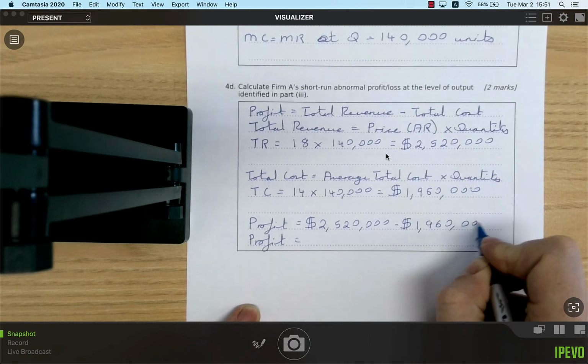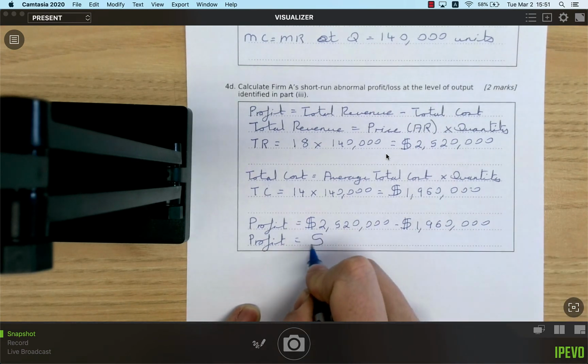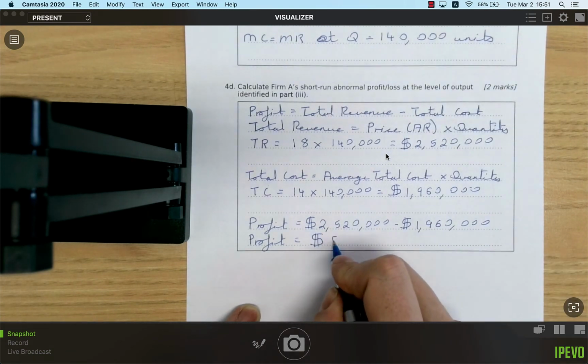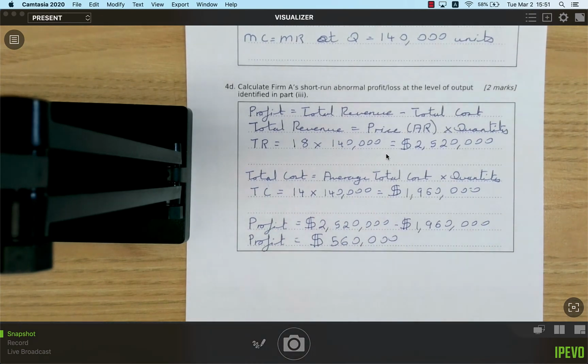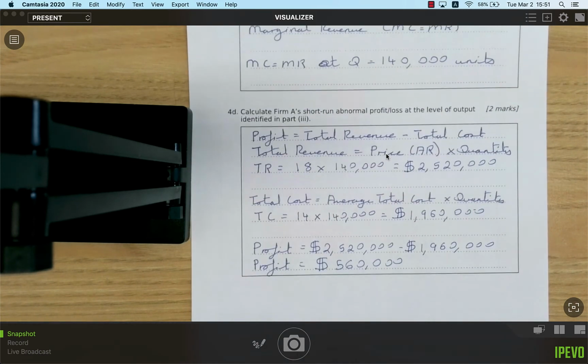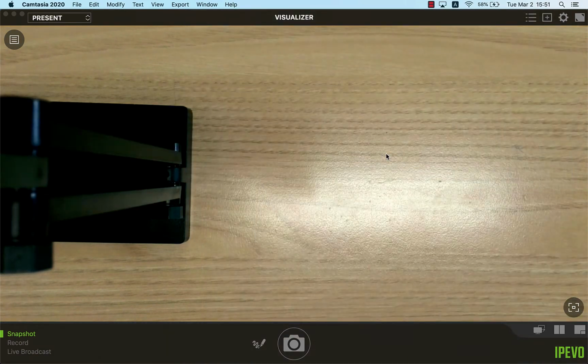1,960,000, and I worked that out as an economic profit, an abnormal profit, a supernormal profit of 560,000. Now, I promise you, given the data that was there, there is no other quantity which would bring about a higher level of profit than 560,000, than the quantity that occurs where MC equals MR.